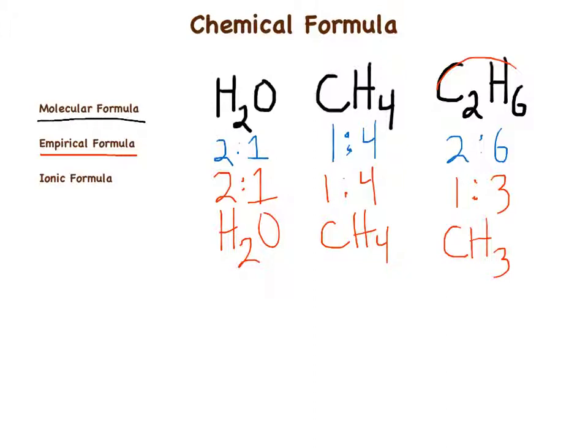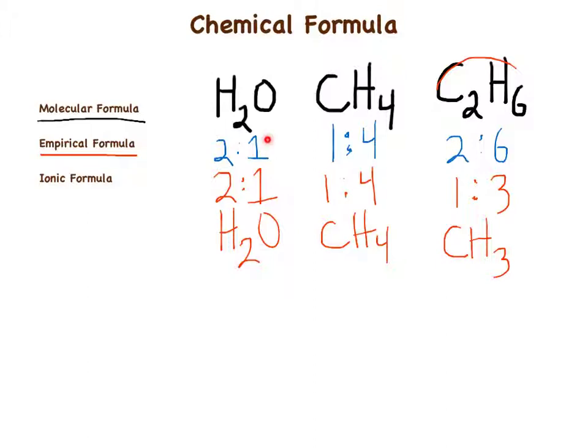The molecular formula, once again taking it from the beginning, is basically just a ratio between the moles or atoms for a compound. There's 2 hydrogen atoms per 1 oxygen atom. There's 1 carbon atom per 4 hydrogen atoms. And then there's 2 carbon atoms per 6 hydrogen atoms in the structure. That is the molecular formula. The empirical formula is the same exact thing, you just reduce the ratios.